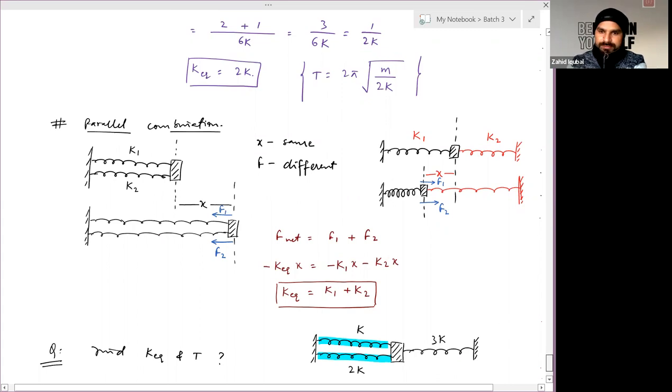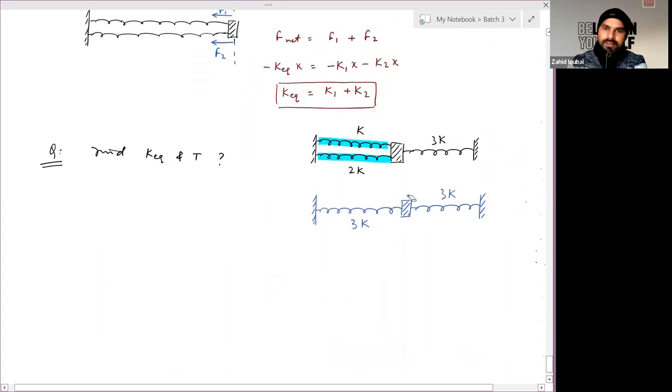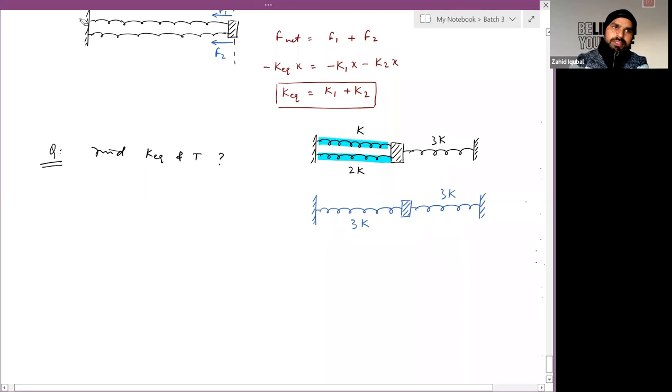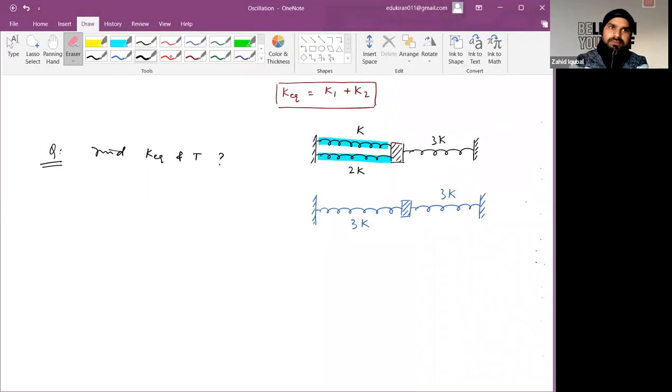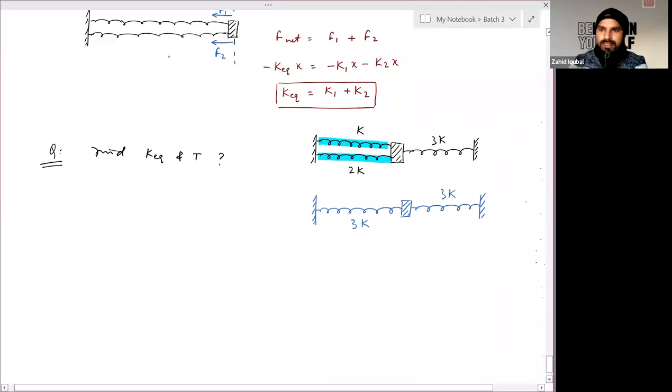Similarly, in this part, if you compress or elongate towards any one side in both springs, it will have the same displacement. So it is again in parallel combination. Atif, is it clear?